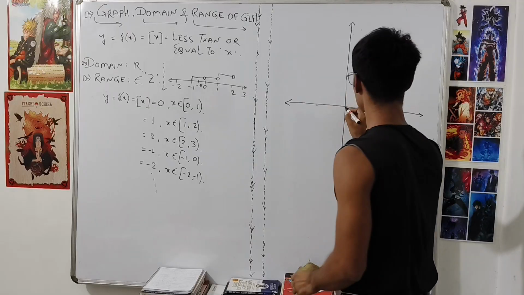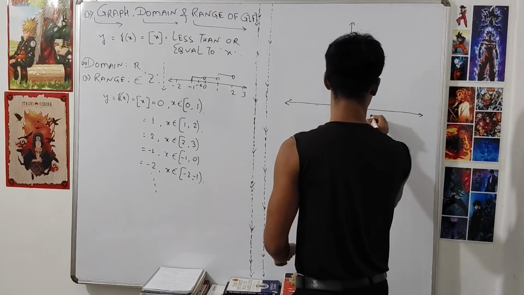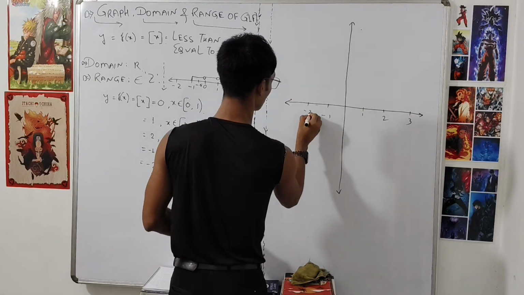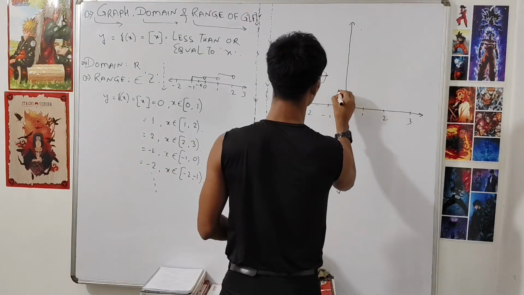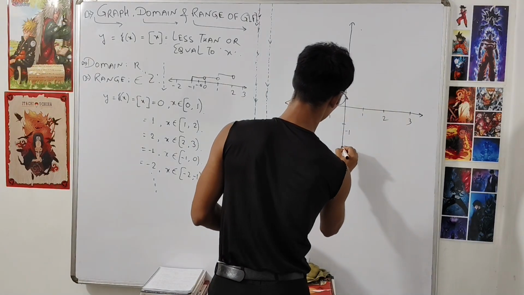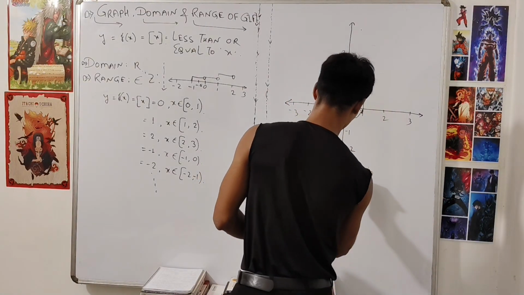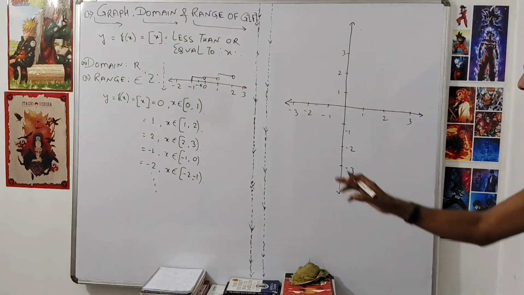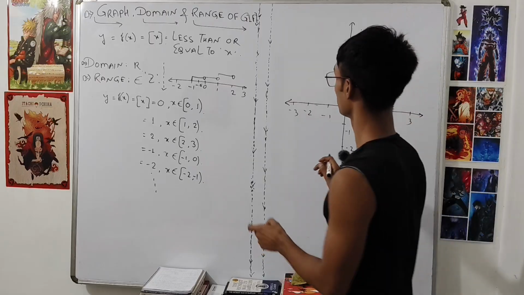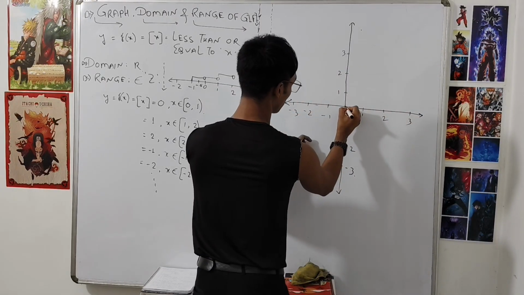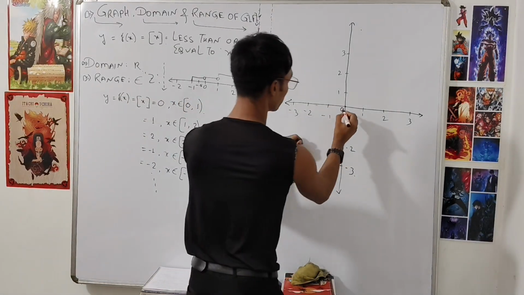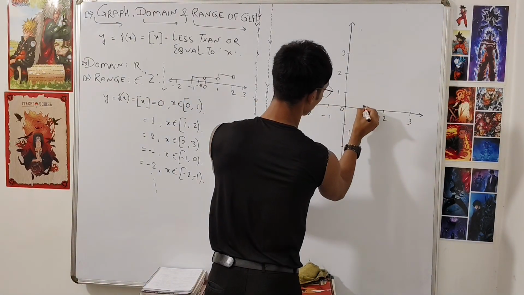So this is 1, this is 2, this is 3, -1, -2, -3, 1, 2, 3, -1, -2, -3. Okay, now let's see. y = f(x) = 0. The domain is closed bracket 0. This is 0 actually. So from 0 to 1, from 0 to this 1, right?